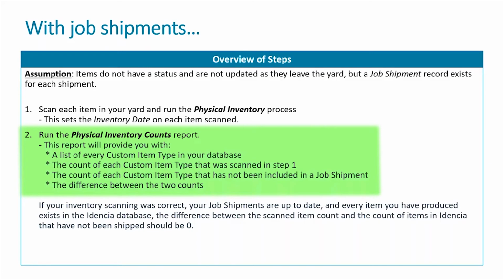But because the job shipments don't have actual serial numbers and keep track of the actual items that were shipped, we're not going to be able to tell you exactly which items need researching. It's just going to be a count, a difference in the counts. Like item type A, you should have 24 in your yard, you only scanned 23. Or there should be 24 in your yard and you scan 25. But we won't be able to tell you what the serial numbers are if you're using just the job shipments.